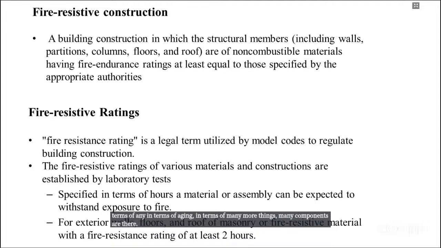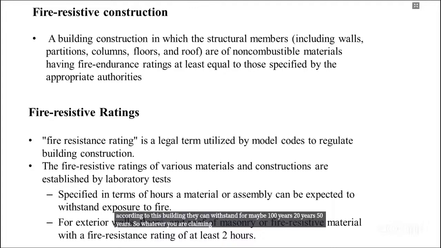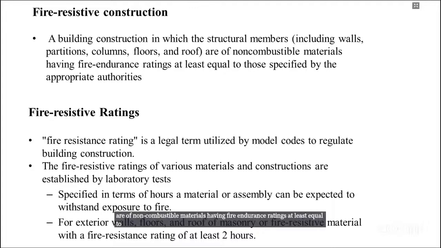So we have to give in that analysis that the products and materials we have used are fire resistant and they can withstand, according to this building, maybe 100 years, 20 years, 50 years. Whatever you are claiming has to be aligned towards that component. When we are talking about fire safety, it has to be aligned towards fire safety only. The structural members like walls, partitions, columns, floors, roofs are of non-combustible materials having fire endurance ratings at least equal to those specified by appropriate authorities.